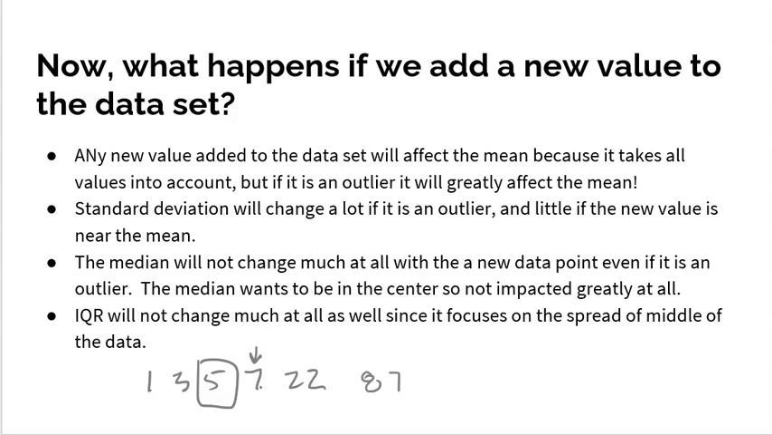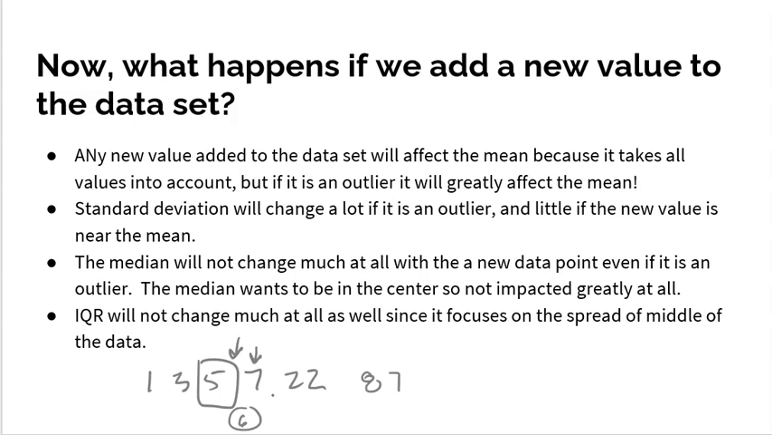Oh, by the way, I'm actually wrong. It's not going to be 7. It's going to be between the 5 and the 7 because that's 6 values now. So the new median is going to be between the 5 and the 7. So the new median would be 6. Okay, but the point is it didn't really move a whole lot. It moved only a little bit.